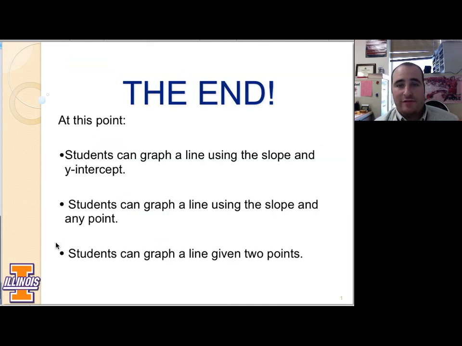That completes our video lesson. At this point, you should know how to graph a line using the slope and y-intercept. You should know how to graph a line using the slope and any point. And you should know how to graph a line given just 2 points.